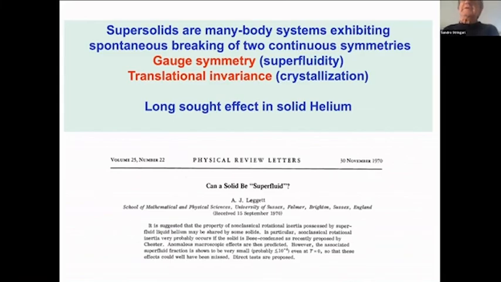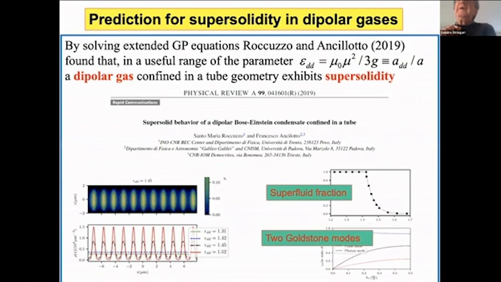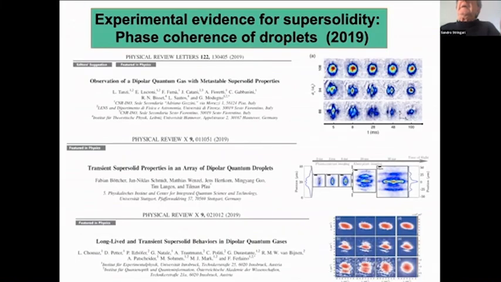Next slide, please. Santo Roccuzzo, when he was a master's student in Padova, wrote this paper that was the first important theoretical calculation of the supersolid phase using dipolar gases. And immediately after, also stimulated by the idea contained in this paper, there were three experiments. Next slide, please. In three universities, in Florence, in Stuttgart, and in Innsbruck, they obtained experimental evidence for supersolidity in the same geometry that Santo had identified with this paper.